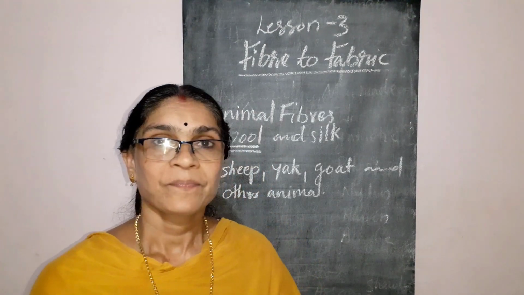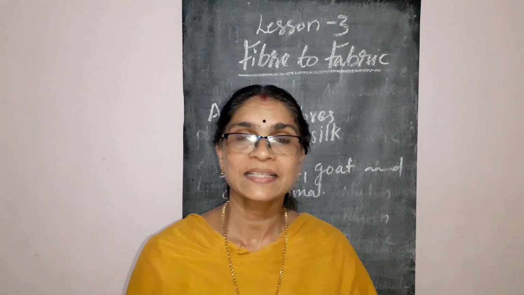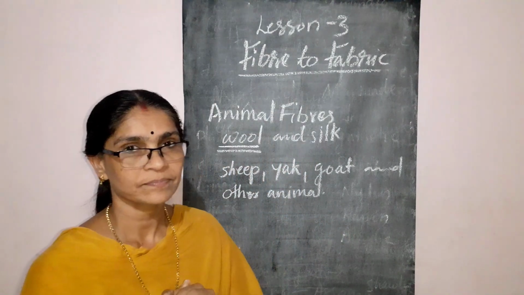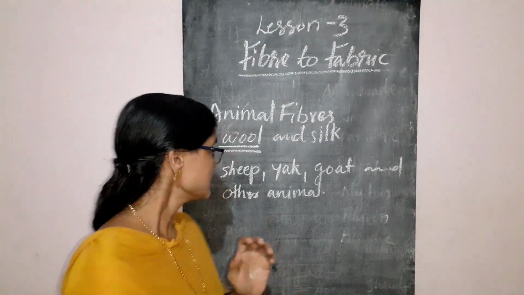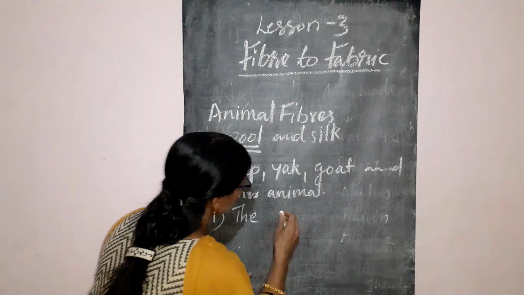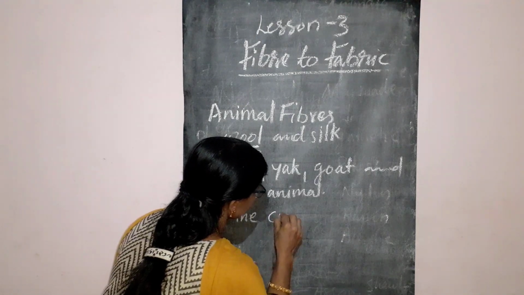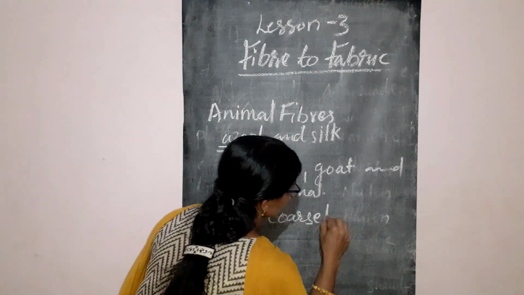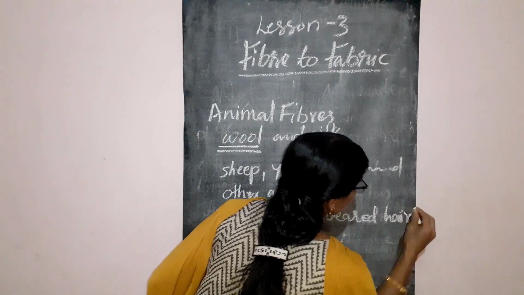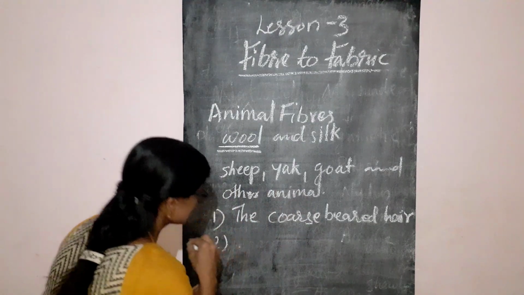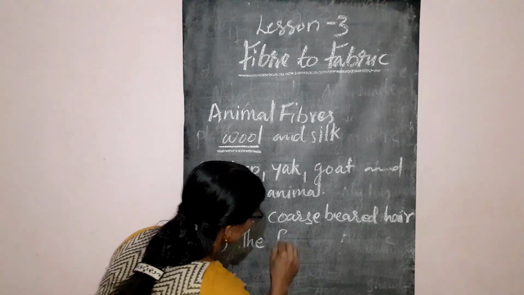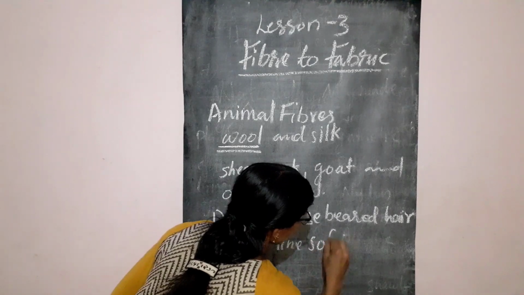Similar to us, sheep also have two types of hairs on their skin. One is the coarse beard hairs. The second one is the fine, soft under hair.